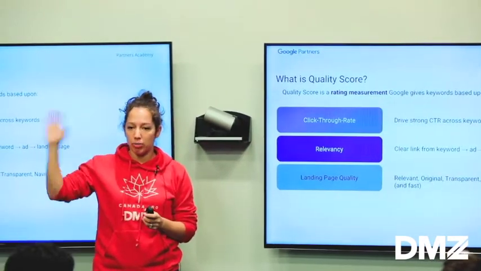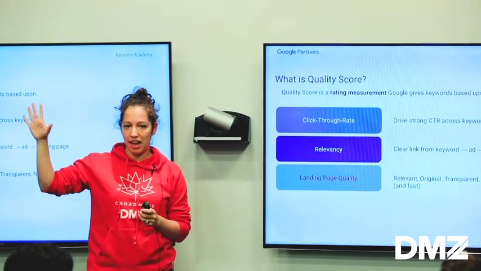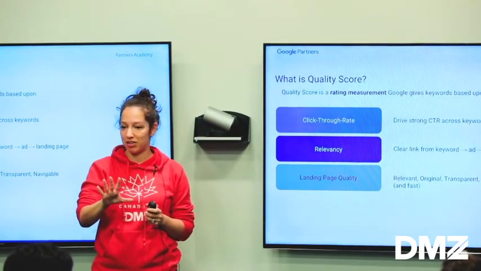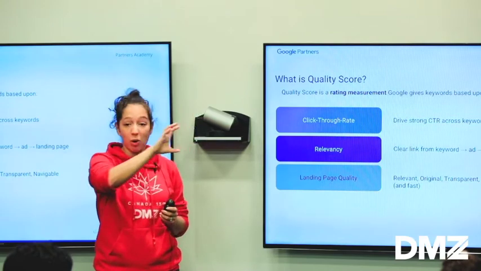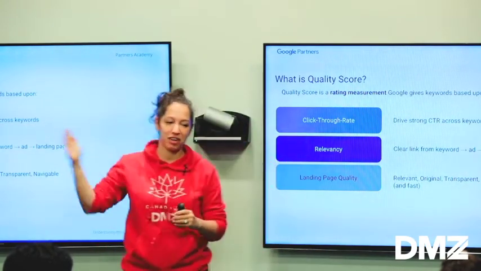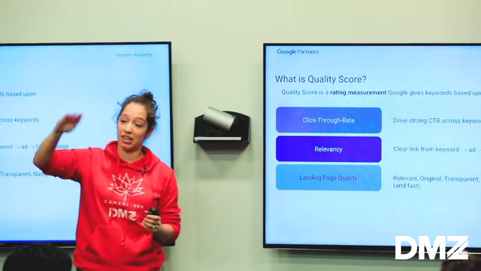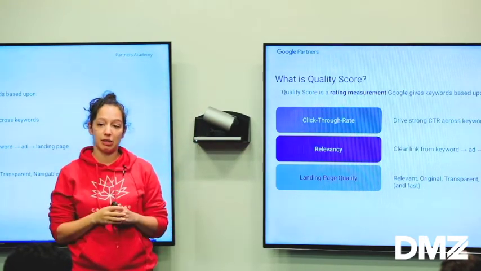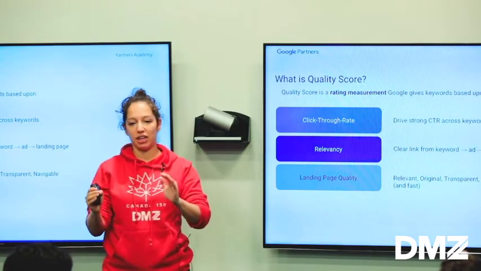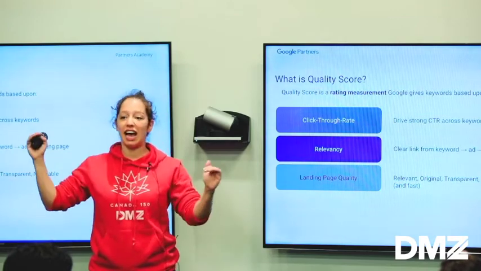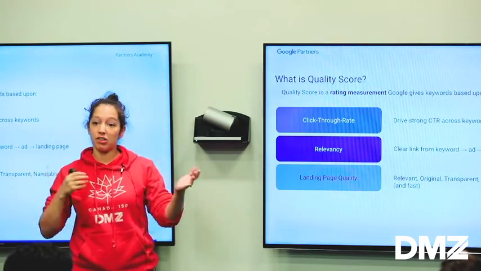So if I search cheap co-working space Toronto, and that matches against a keyword you're bidding on, cheap co-working space Toronto, and your ad says cheap co-working space Toronto, and your website says cheap co-working space Toronto, that's a very relevant experience, and that's going to increase your quality score. Whereas if I'm searching cheap co-working space Toronto, and your keyword is co-working space Toronto, that's still relevant, it's not as relevant. And so there's a balance here.